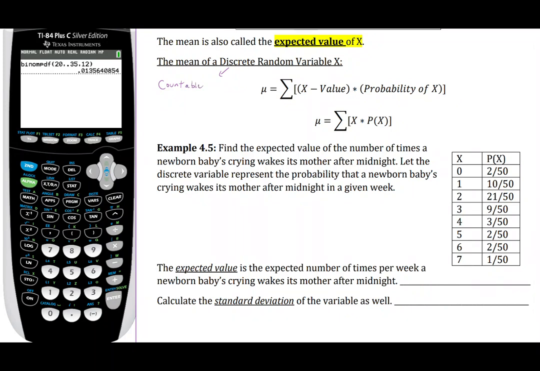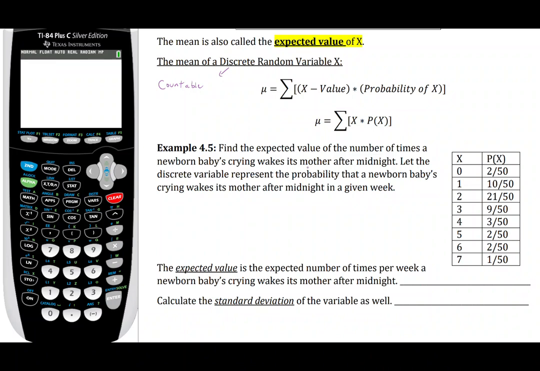The formula is to add up all of the x values times their probabilities, or x times P(x). There's another video that you can watch that explains this in a little bit more detail and shows this process, but for today's video we are going to focus only on using the TI-84.